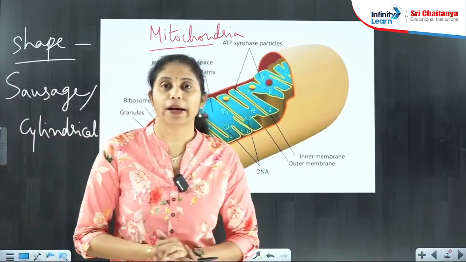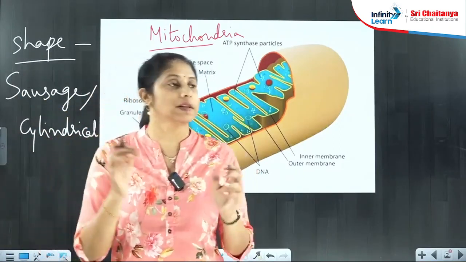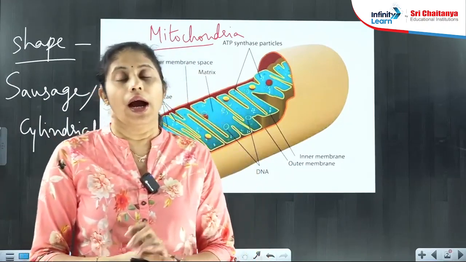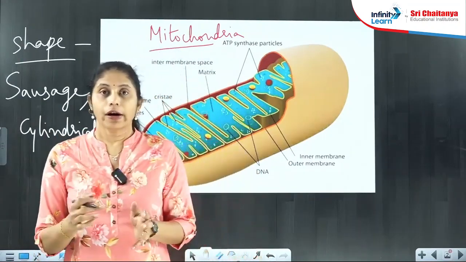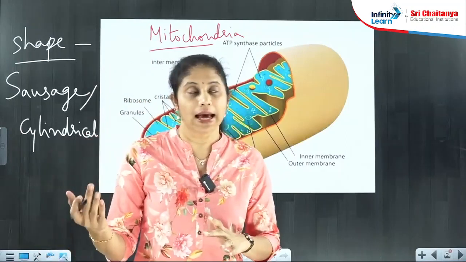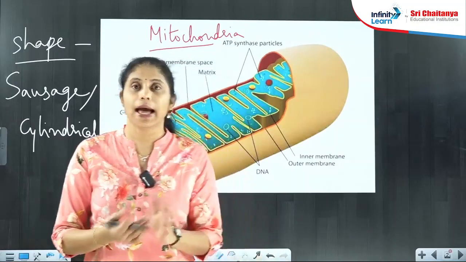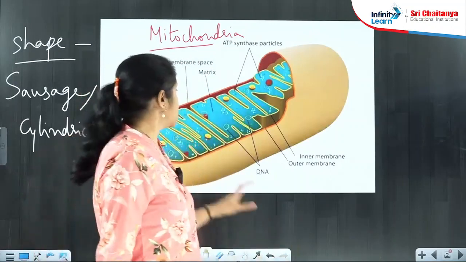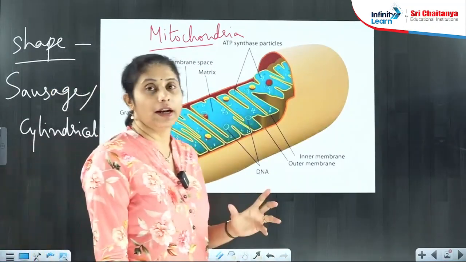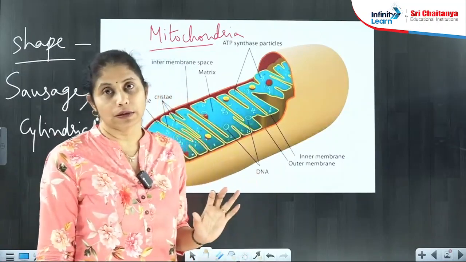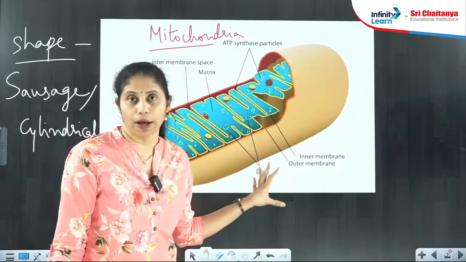So, the shape of mitochondria will be sausage shape or cylindrical, and they are the cell organelles present in the animal cells as well as plant cells. They are present in both plant cells and animal cells. And the size of the mitochondria, generally it will be smaller than the chloroplast.